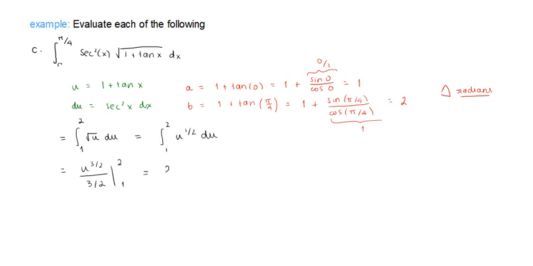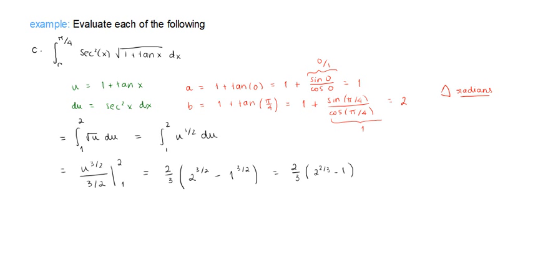We can replace these numbers into u right away. So I'll have 2/3, and then I'll replace 2 into u. So this is 2 to the power of 3/2 minus 1 to the power of 3/2, which tells me that this is 2/3 times 2 to the 3/2 minus 1. And that is my final answer.